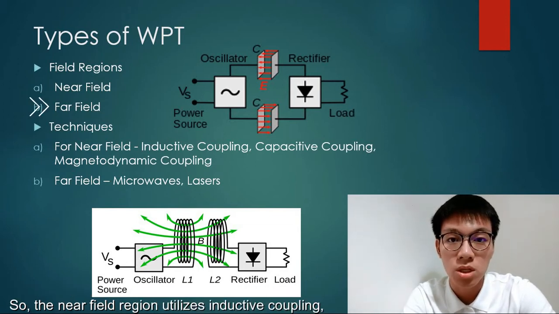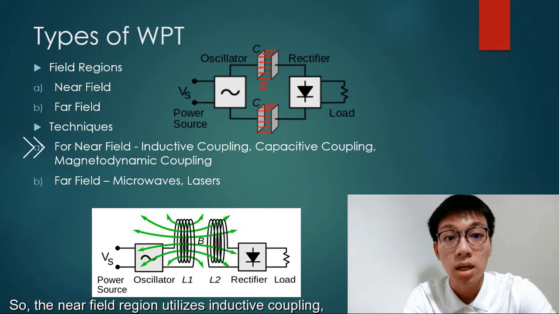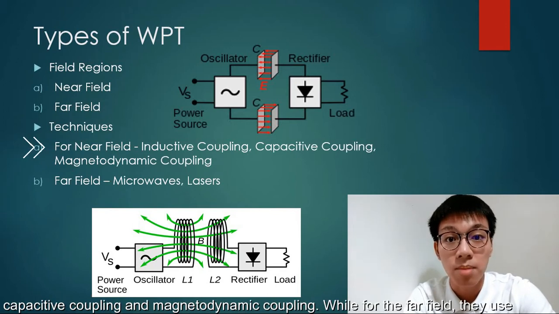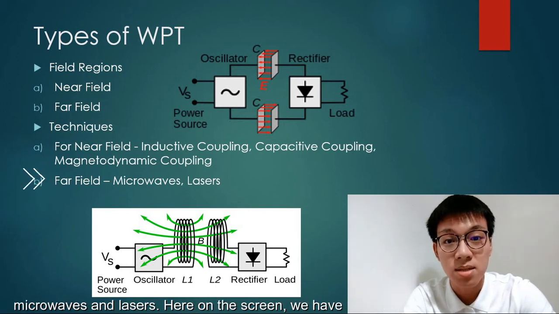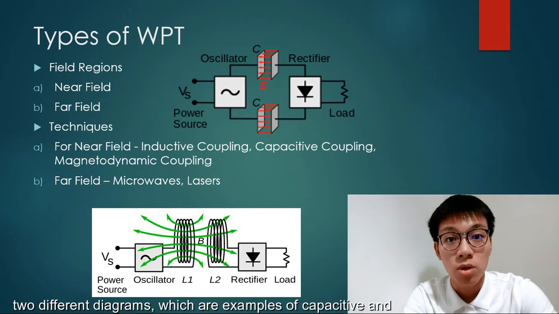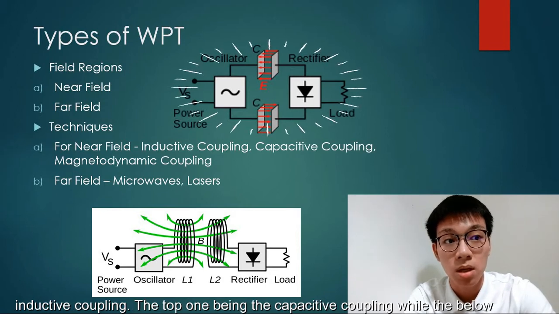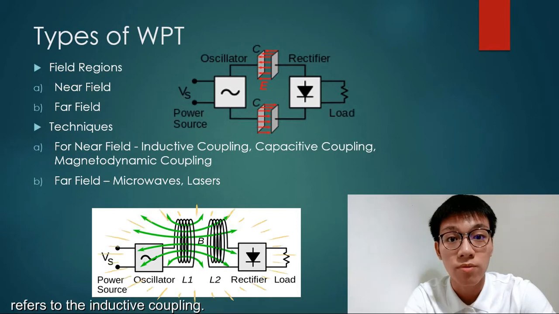The near field region utilizes inductive coupling, capacitive coupling, and magnetodynamic coupling, while for the far field, they use microwaves and lasers. Here on the screen, we have two different diagrams, which are examples of capacitive and inductive coupling. The top one being the capacitive coupling, while the below refers to the inductive coupling.